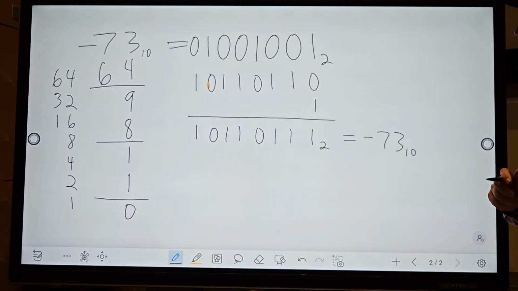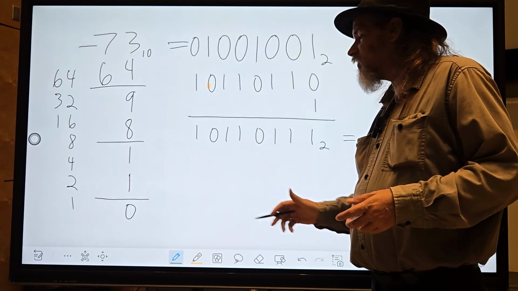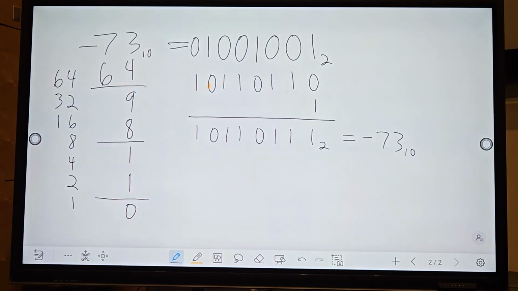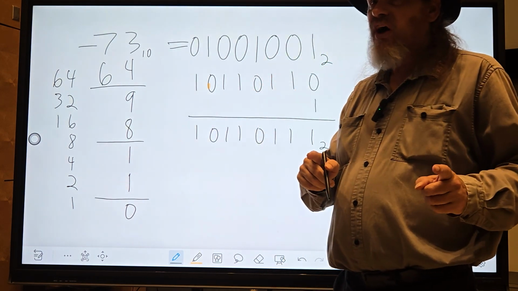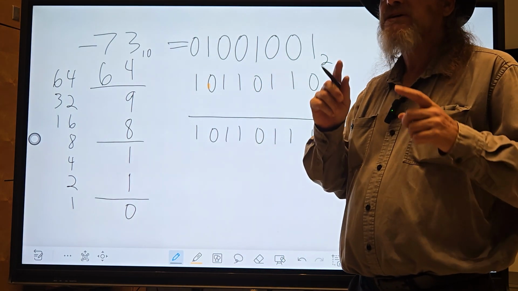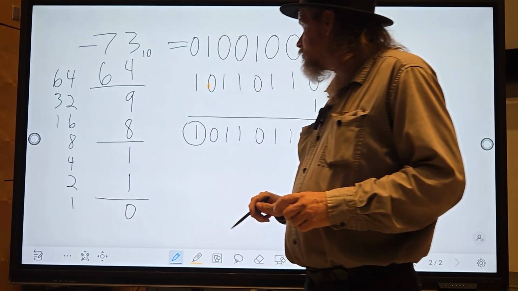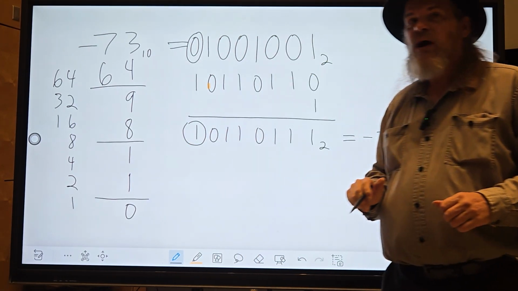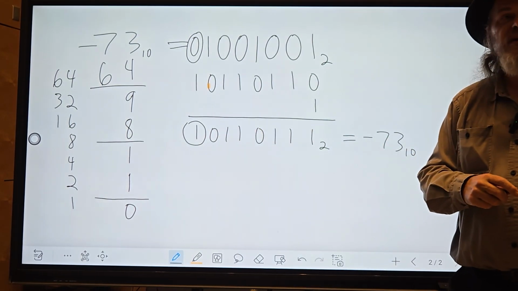So typically in computers, there's more than 8 bits. There'll be 16, 32, 64 bits. Quite a bit. But you'll notice that the first bit on a signed 2's complement number is the sign bit. A 0 indicates that it's a positive number. A 1 indicates that it is a negative number.